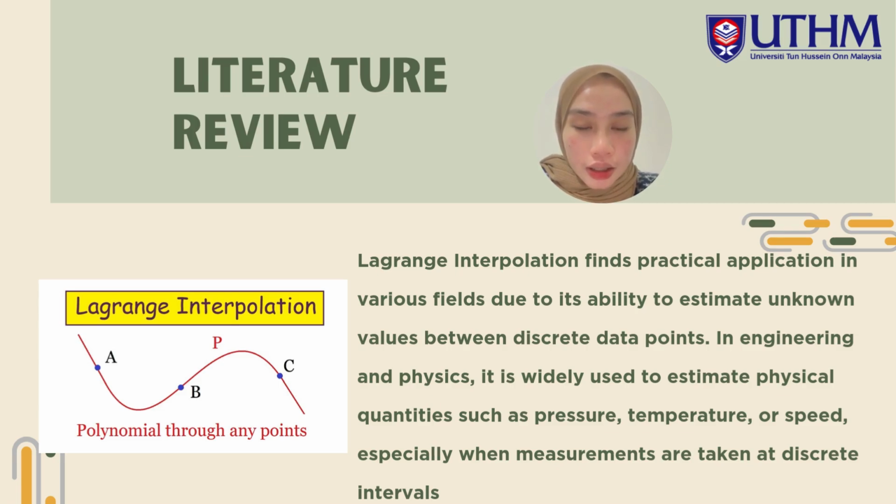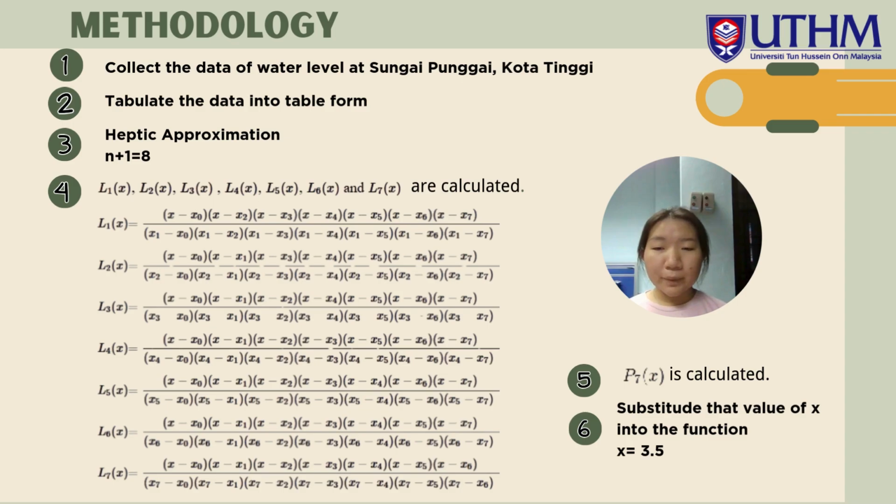For methodology, the first step is collecting the data of water level at Sungai Pungai, Kota Tinggi, from the website Public Info Banjir. The second step, we tabulate all the data into a table with i, xi, and f(xi). And third, a polynomial approximation is formed, where n plus 1 equals 8.